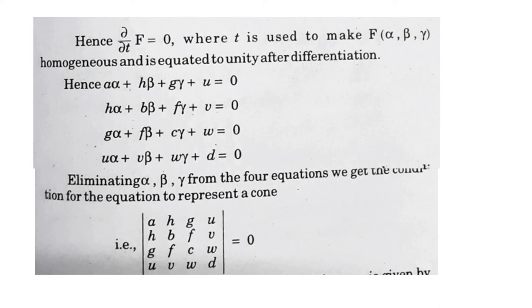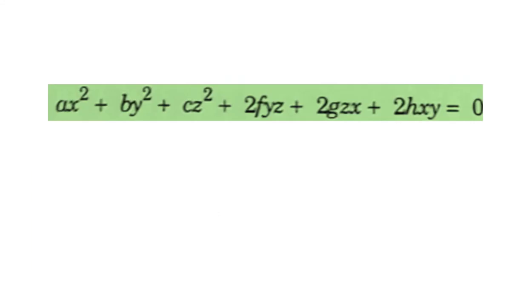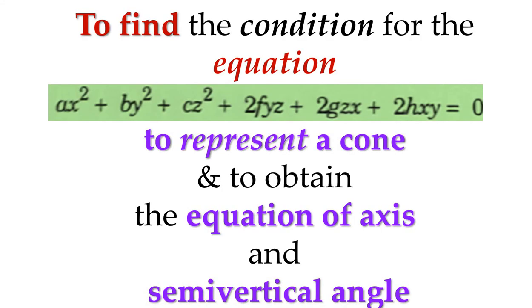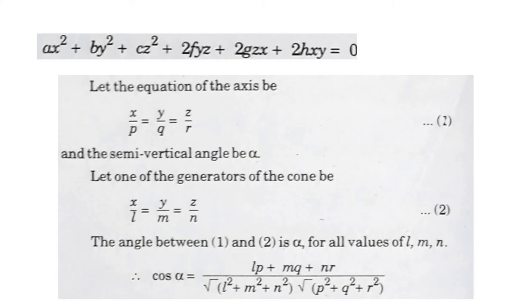So இப்போ எனக்கு 4 equations and 4 unknowns we have got. அப்போ alpha beta gamma we eliminate பண்ணோம்னா the required condition we will arrive at. So in the next one we will find the condition for the homogeneous equation to represent a cone and to obtain the equation of axis and semi-vertical angle.